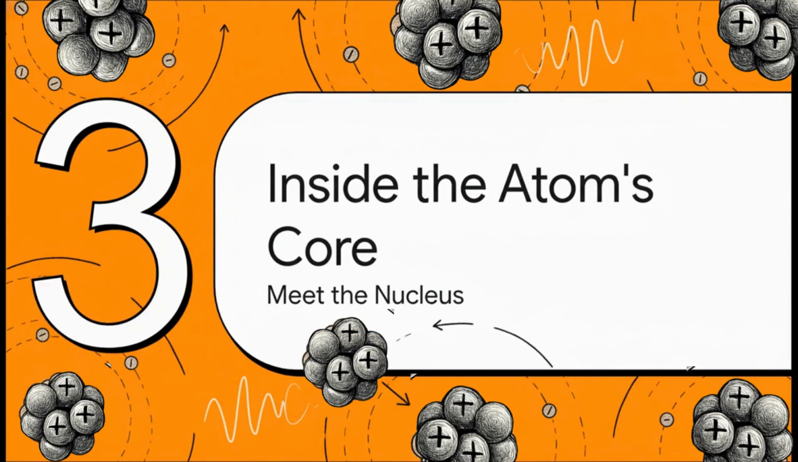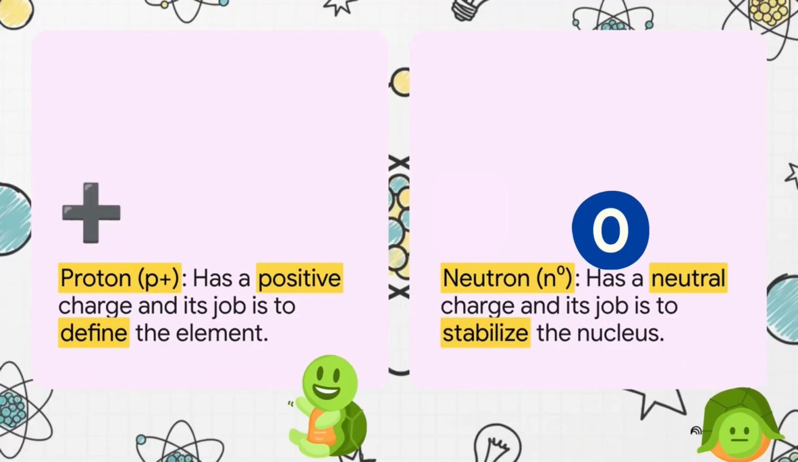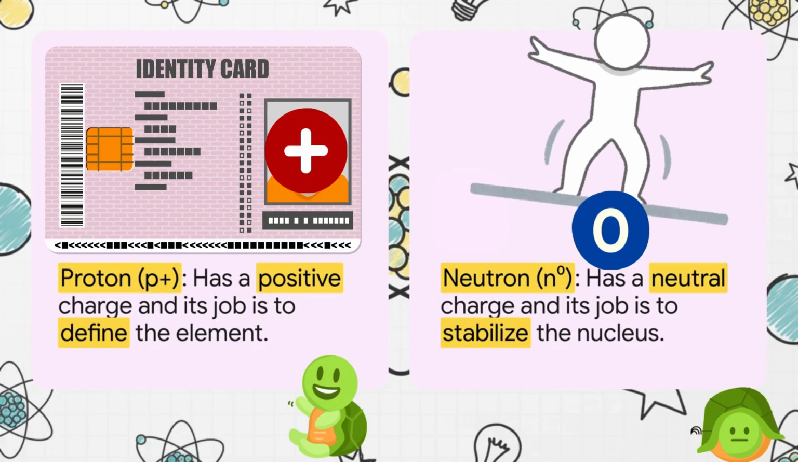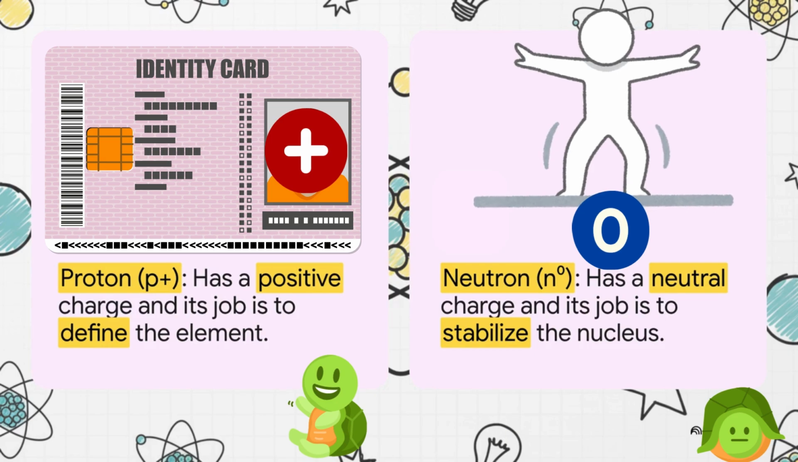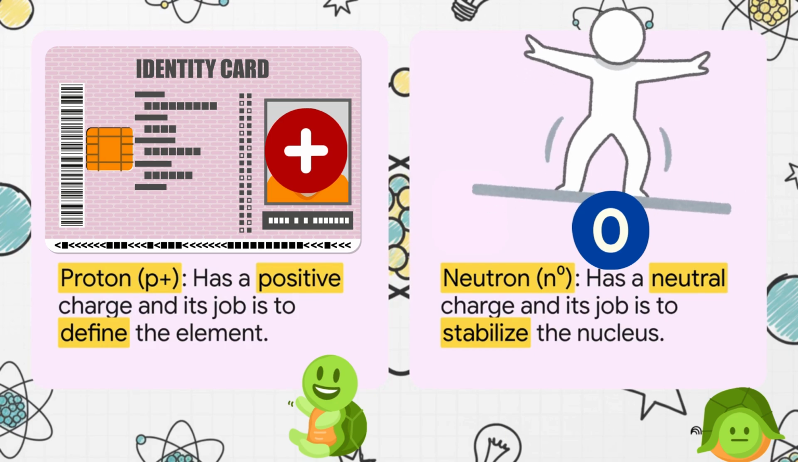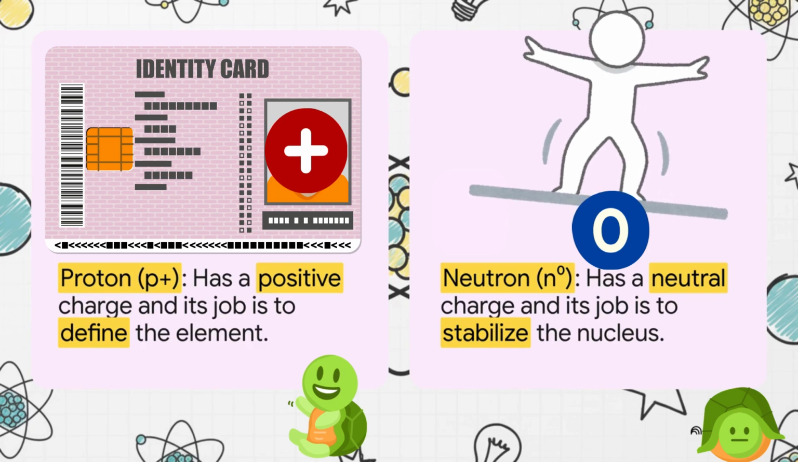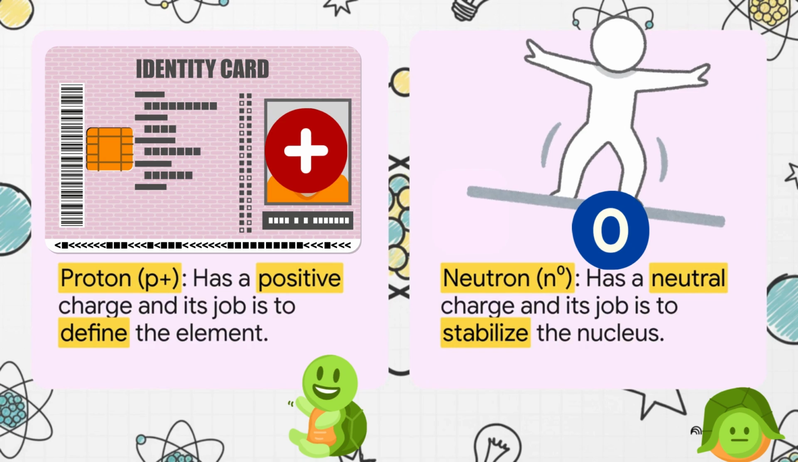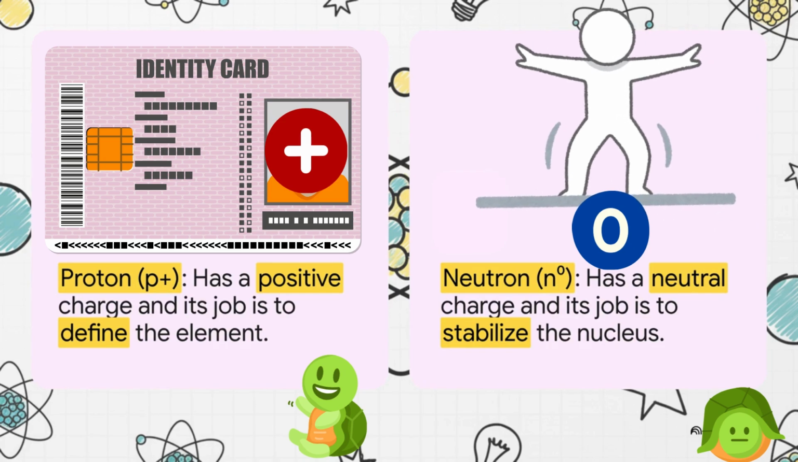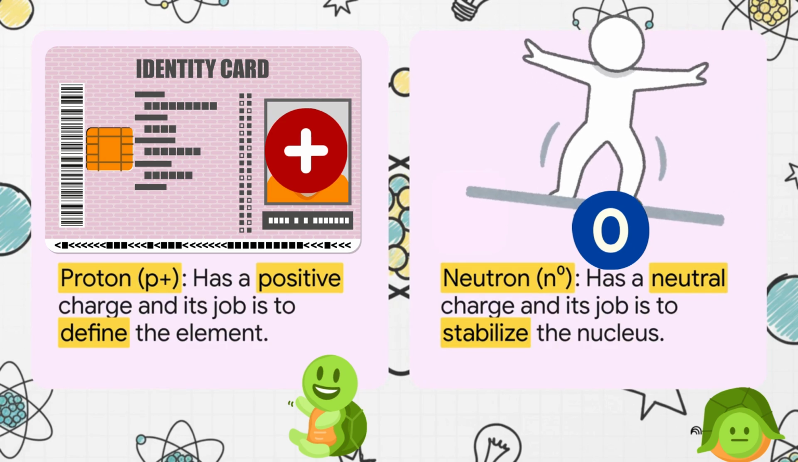Okay, so let's zoom in on that marble in the middle of our imaginary stadium. It's time to get a closer look at the atom's dense, heavy core, the nucleus. So as we said, the nucleus has two main residents, protons and neutrons. They live in the same neighborhood, but they have very different day jobs. The proton's whole purpose is to define the element with its positive charge. The neutron's job is to use its neutral charge to be the stabilizer and keep the whole nucleus from falling apart.